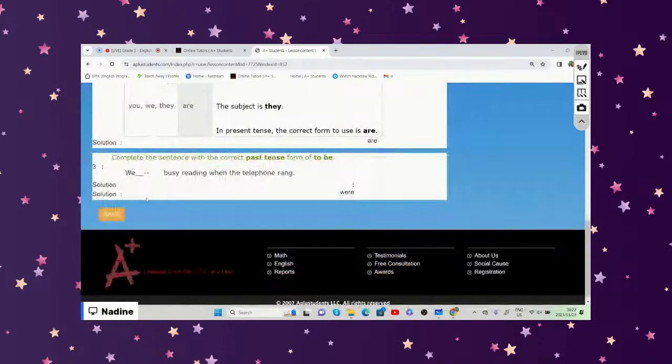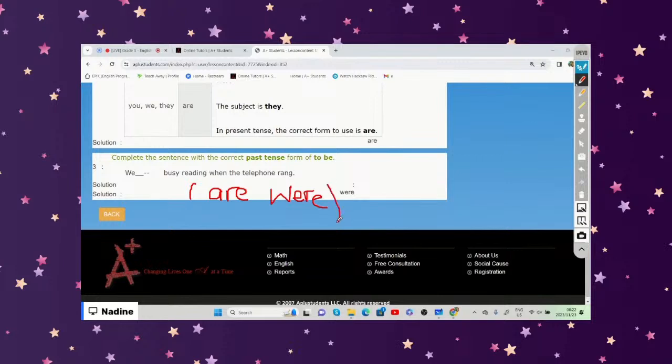We need to complete the sentence with the correct past tense form of to be. Do we say we are or we were busy reading when the telephone rang? So do we say we are or do we say we were busy reading when the telephone rang? This is now in the past tense. In the past.